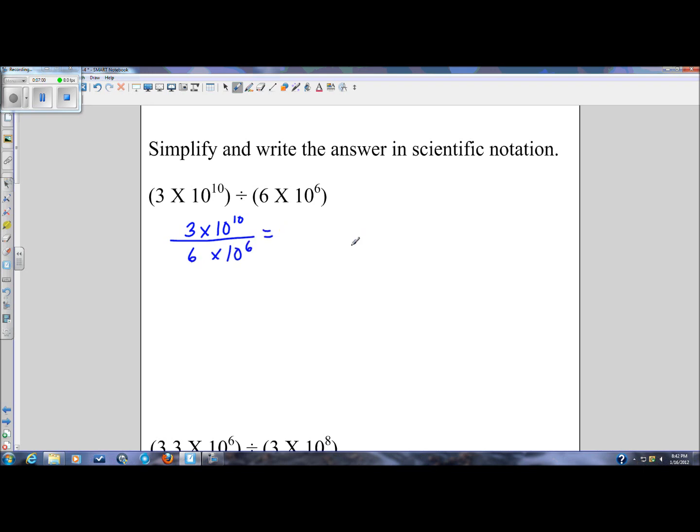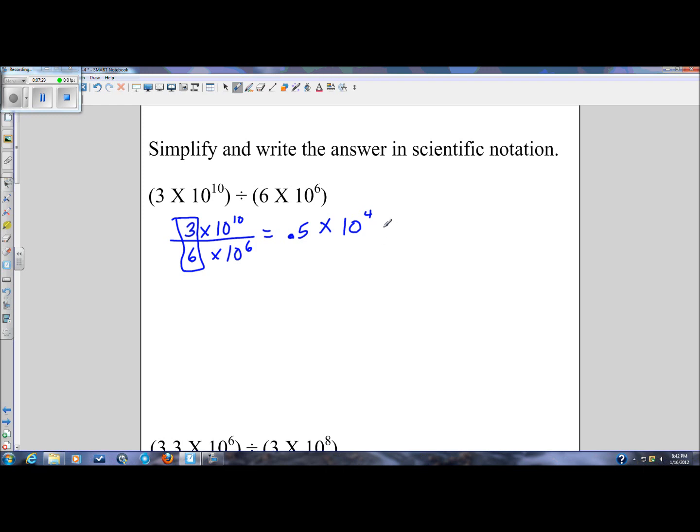Okay. And you know what? Let's go ahead and divide the 3 and the 6 out. 3 divided by 6, well, that gives you a half, or 0.5. And since we're going to write this in scientific notation, let's get the decimal in there. 10 to the 10th over 10 to the 6th. The rule that we just learned told us to subtract the exponents when the bases were the same. So that's the same as having times 10 to the 4th. 10 minus 6 is 4.